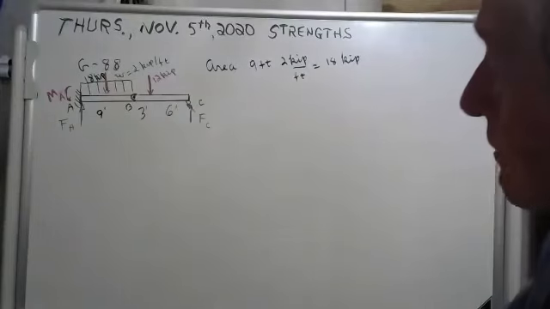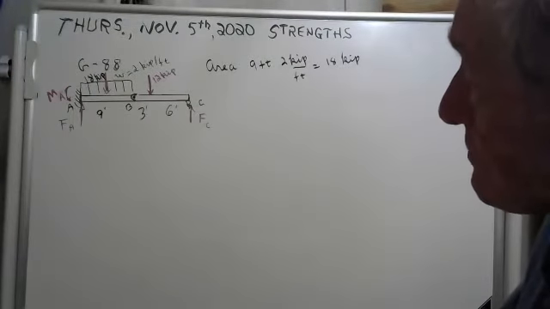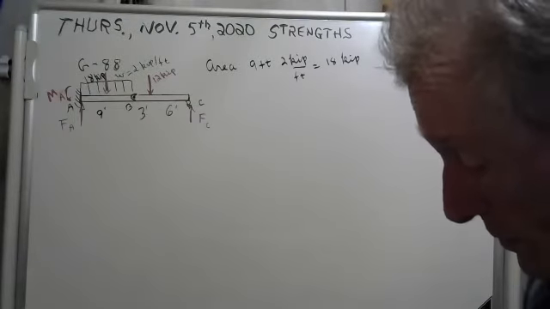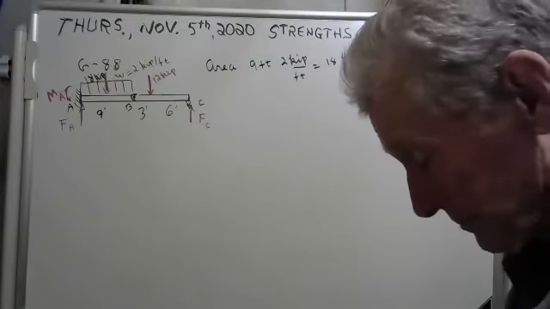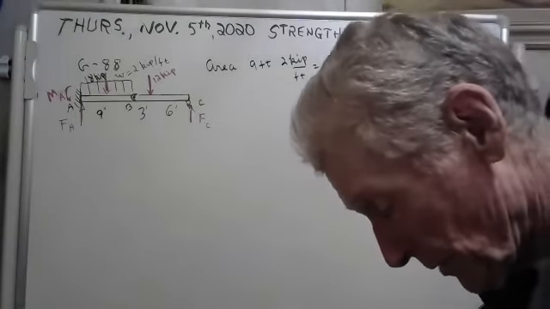18 kips. There we go. Well, there's all the red stuff. And then what we're going to do is the shear loading diagram, and then the bending loading diagram. Now, what do they want us to do?